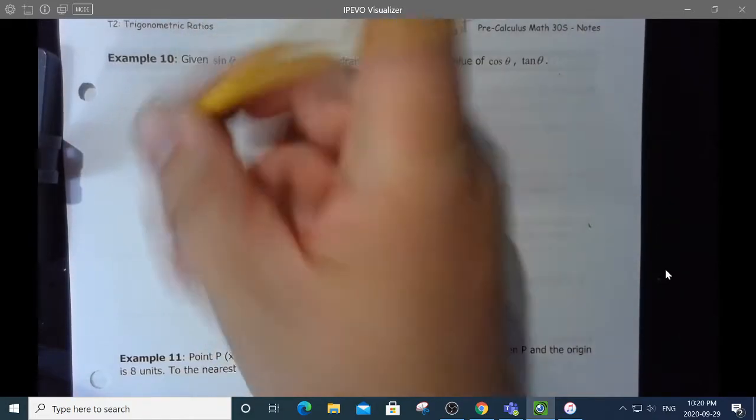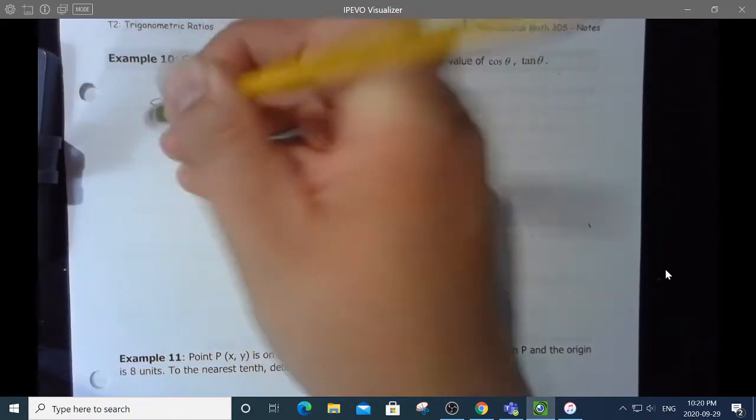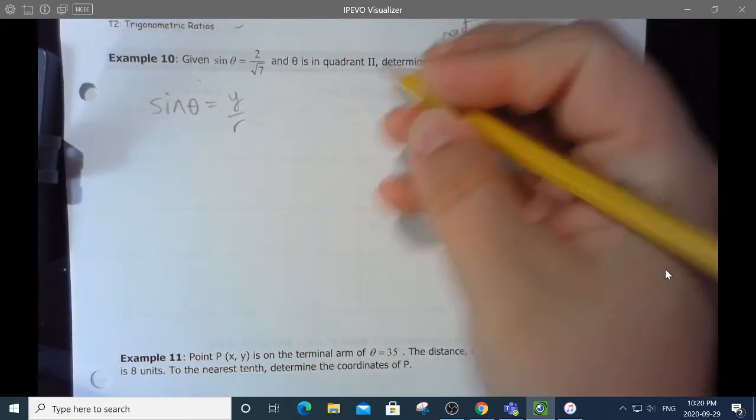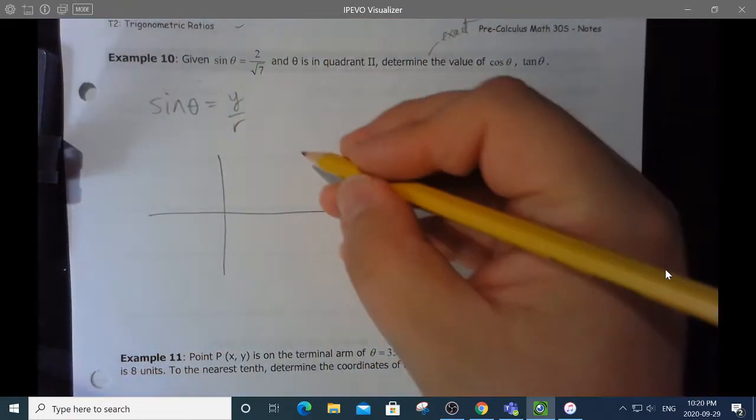So what do I know about sine? Sine theta is y over r. So I can draw you a little picture. I know I'm in quadrant 2, which is over here.